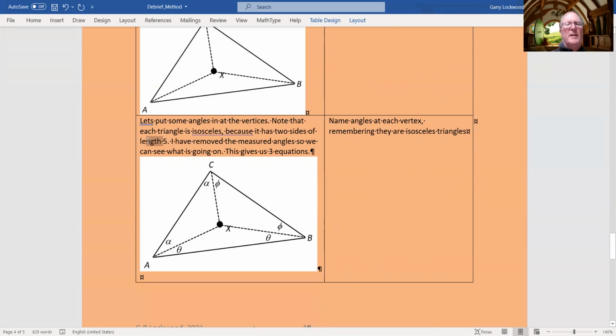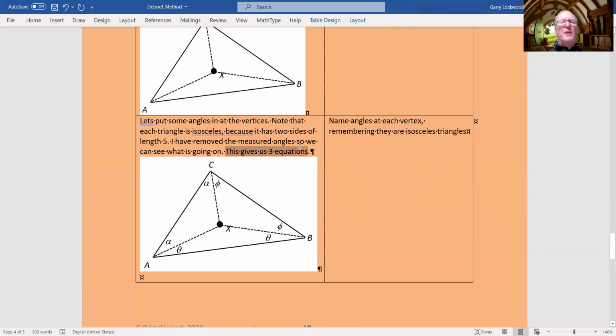It's got 2 sides of length 5, so that side there and that side there are the same, and so that makes these 2 angles the same. I've got 2 sides of length 5 there, so I've got 2 angles the same and all the way through. So I've just named the angles at each vertex, remembering that they are isosceles triangles, and so these 2 are the same. These 2 are the same. These 2 are the same.